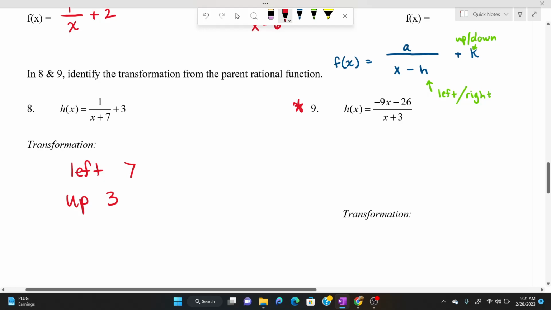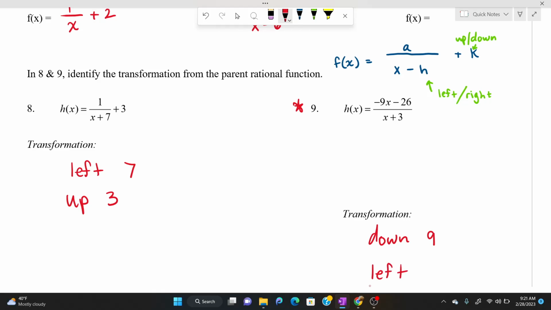You can either divide this or you can kind of see that it's going to have a horizontal asymptote since the degrees are the same at, well, at negative 9 over 1. So it's going to go down 9 and then left 3.